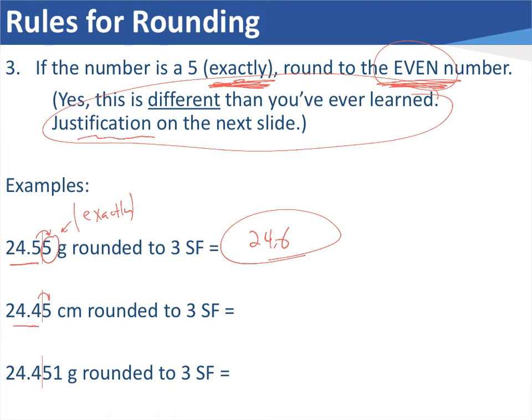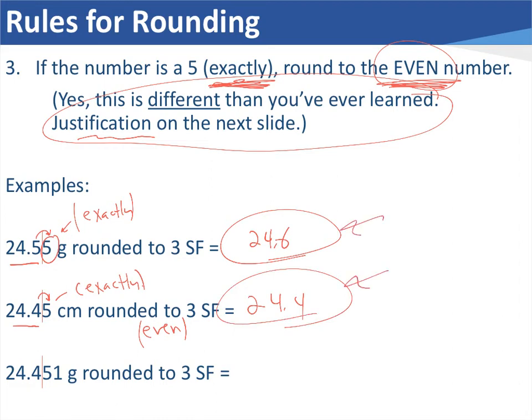24.45, after the 4 is a 5, but that 5 is a 5 exactly. So I round to the even number, and the even number is 24.4, so I don't round up. So sometimes I round up and sometimes I don't.